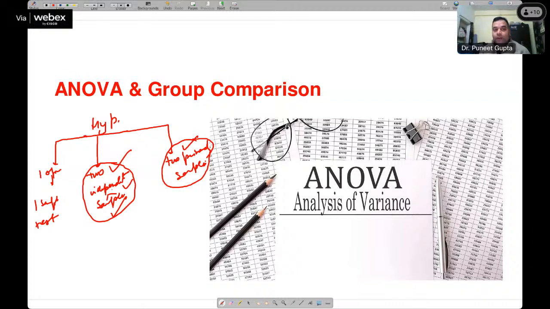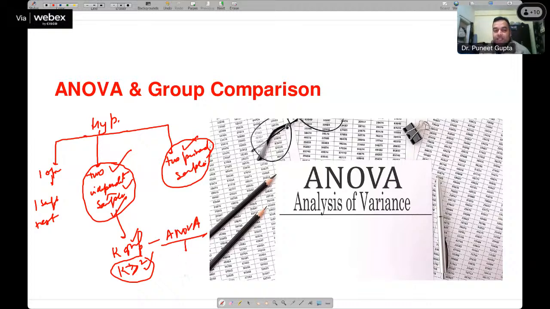So ANOVA and group comparisons is related to more than two groups. If instead of two independent groups you have multiple, like K groups, K can be any number greater than 2, not equal to, greater than 2. For K equal to 2, you have the independent sample t-test, and if K is greater than 2, doesn't matter, you have 4 categories, 4 groups, 5 groups, 10 groups, whatever is the value of K, we use one way ANOVA, right? ANOVA is a short form of the term analysis of variance.